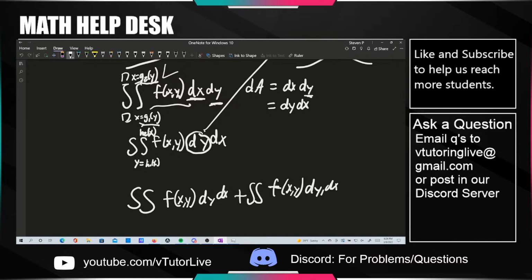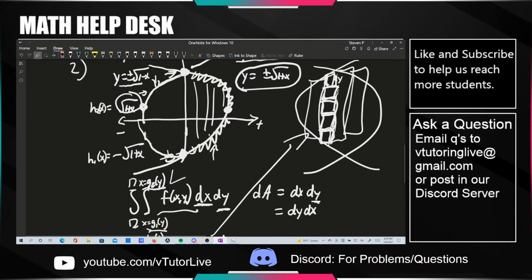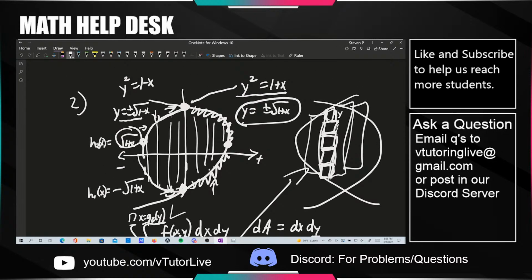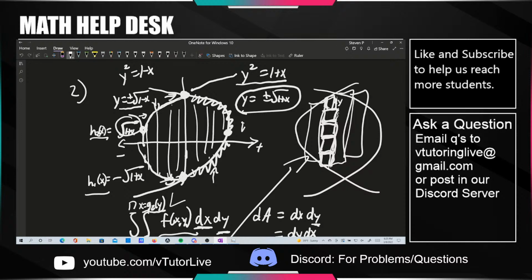So the bounds for this left-hand side, what did we say earlier? We called them h2 of x and h1 of x. That was the square root of 1 plus x and minus the square root of 1 plus x. Over here, let's call this part h3 of x, and this part h4 of x. That's 1 minus x and minus 1 minus x. Sorry, my handwriting's a little bit messy.